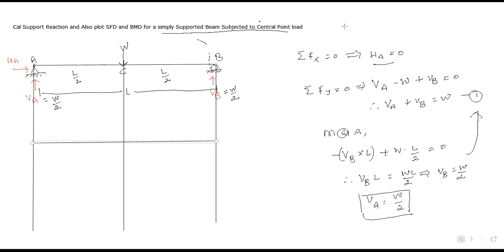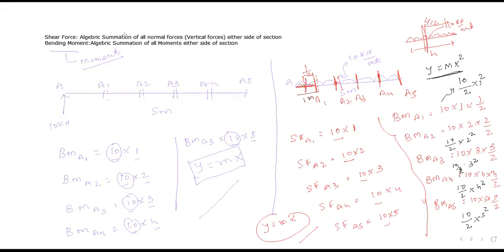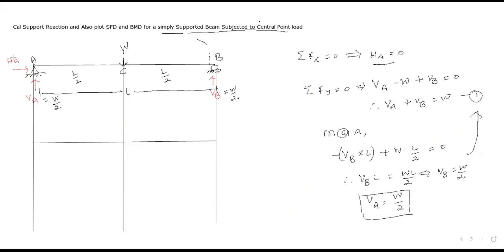Just remember this definition: algebraic summation of all normal forces. We are considering only normal forces. You can remember that for a beam, that is the vertical force, no problem. So what is the orientation of the beam? The beam appears in the X direction. So all the vertical forces become shear force, starting from point A.